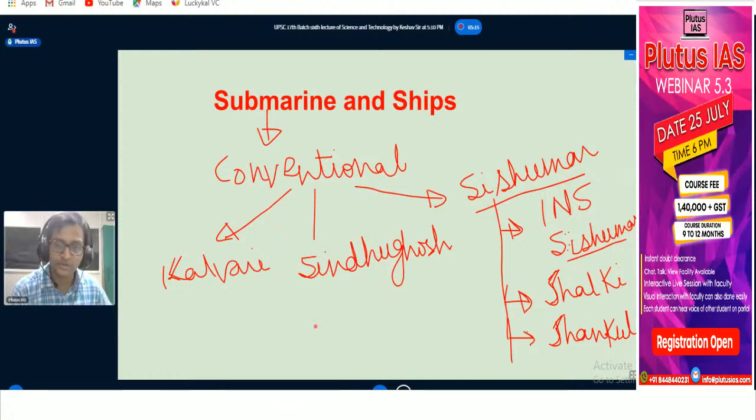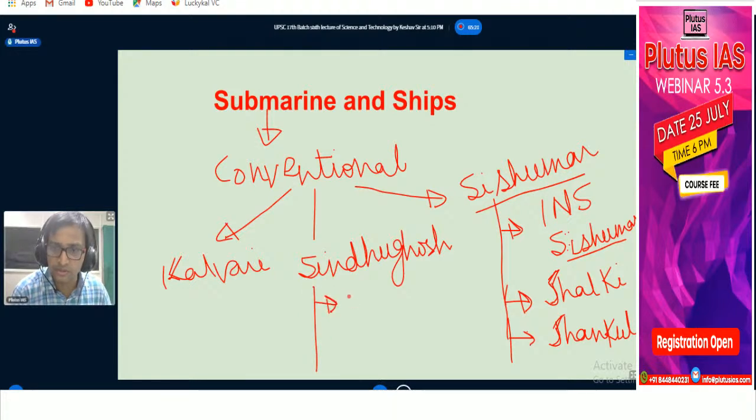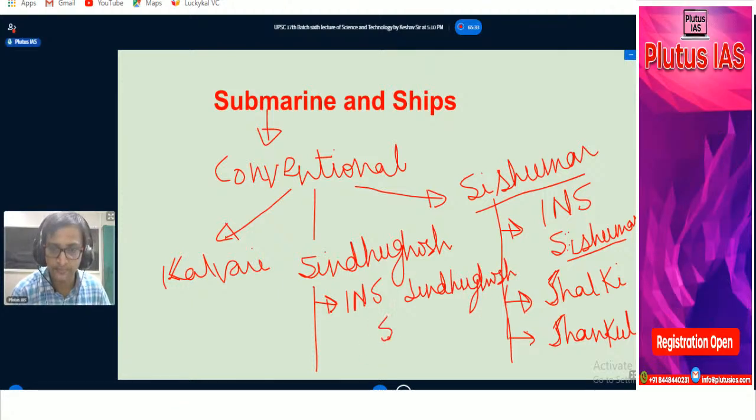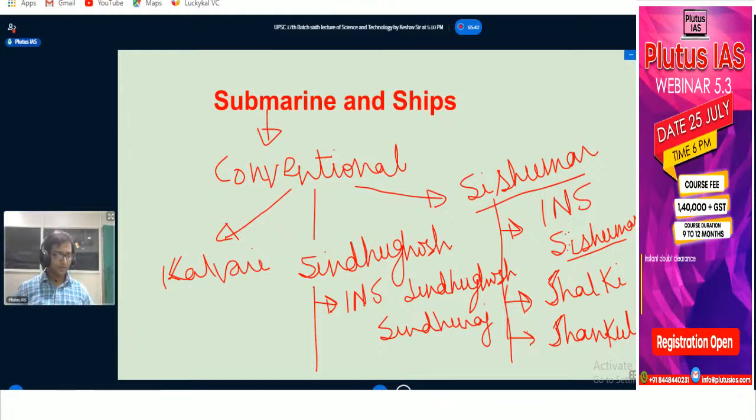Then we have Sindhu Ghosh. Here also INS Sindhu Ghosh. Then we have Sindhu Raj. First write these two: Sindhu Ghosh, Sindhu Raj.